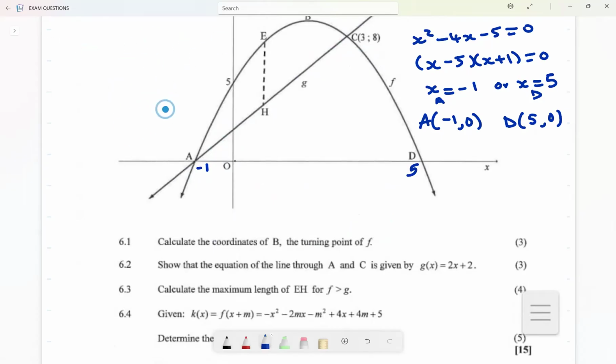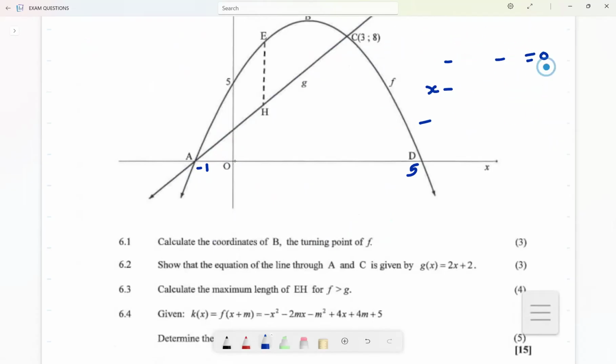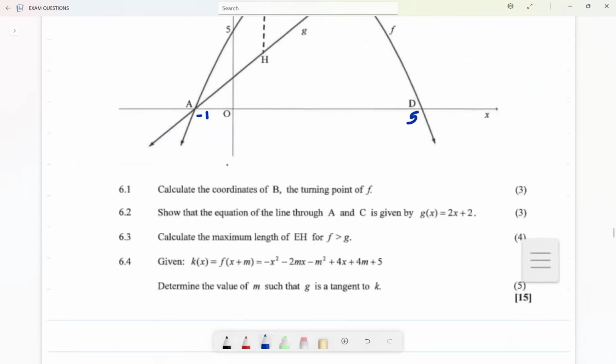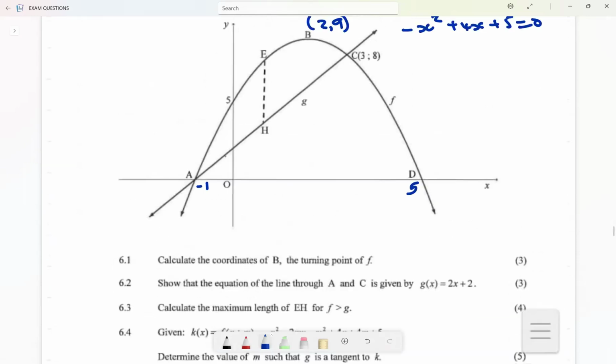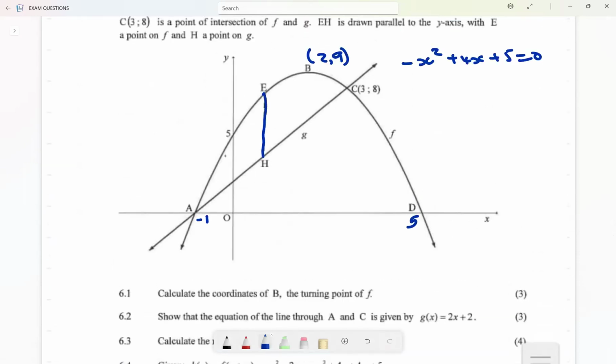Okay. And then we move on to the next question. It says to us, calculate the maximum length EH for f greater than g, the maximum length EH. So remember EH is on the graph of f, and H is on the graph of g. Okay, so for us to calculate the maximum distance, maximum length, you can find the y coordinate here.